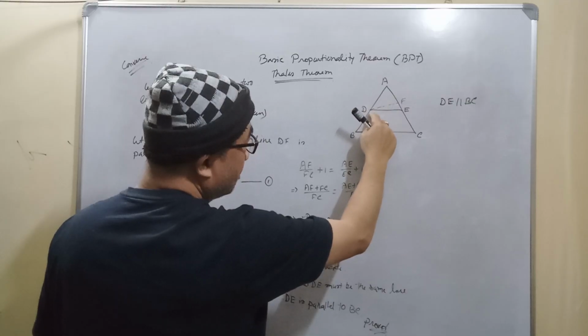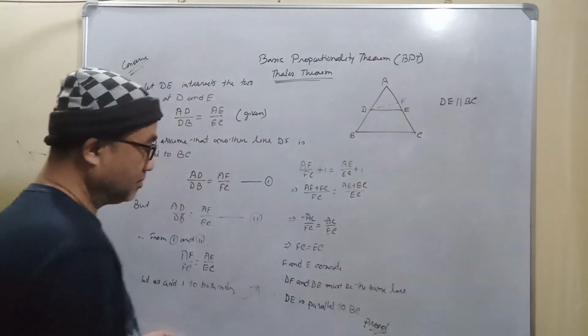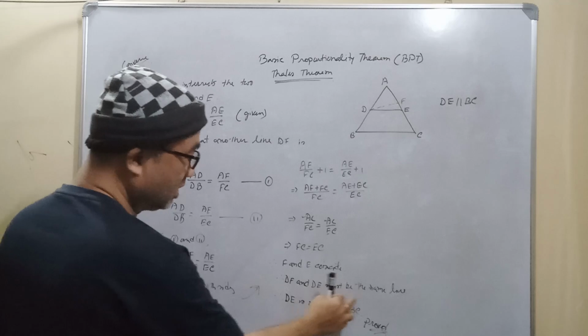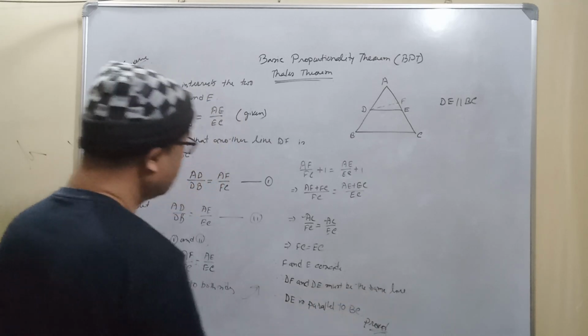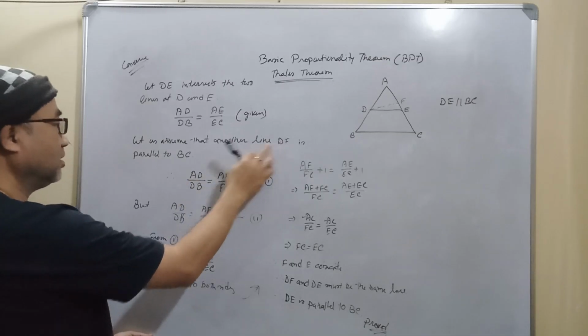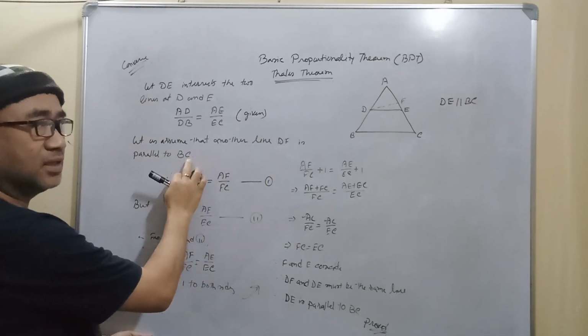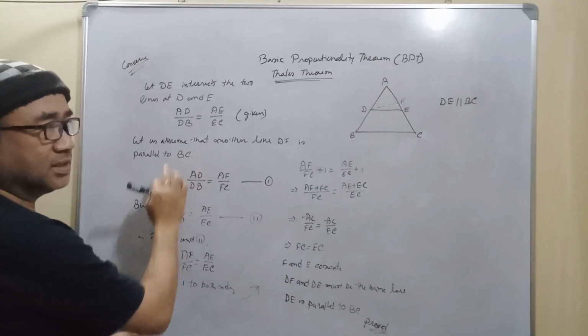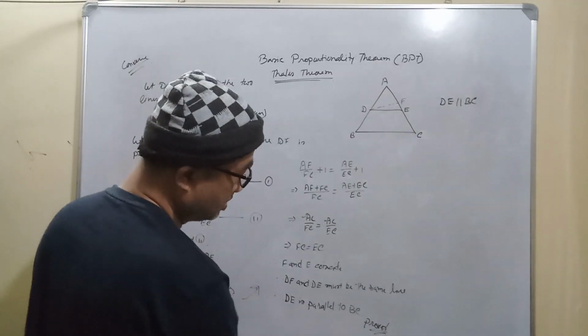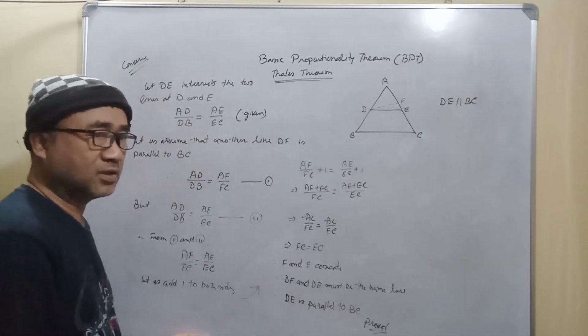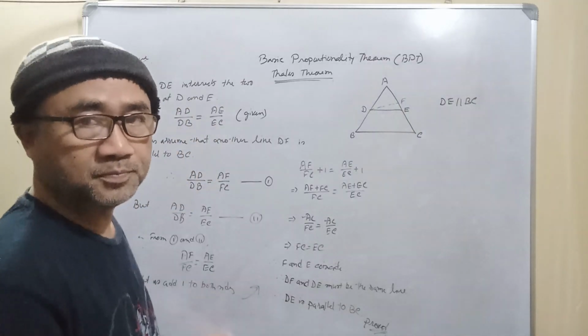DF and DE are the same line. So DE is parallel to BC because DF is already parallel to BC. We assumed that DF is parallel to BC. So DE must be parallel to BC. Hence the converse of the theorem is proved.